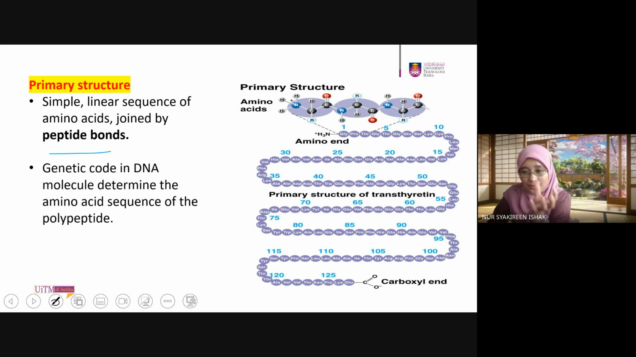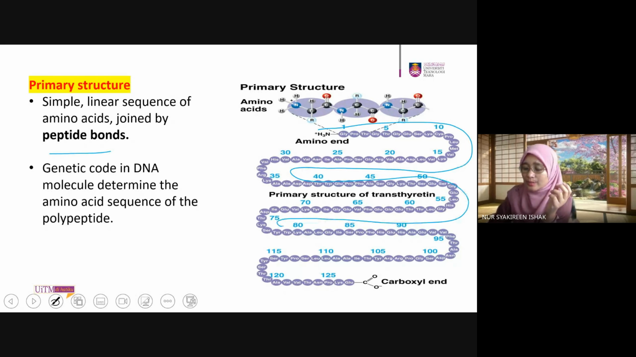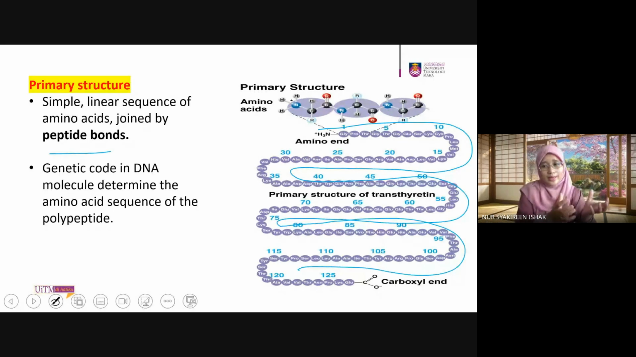We have 20 different amino acids. For different types of protein, they will have different arrangement, different sequence of the amino acids along the polypeptide chain. So enzyme A, enzyme B, enzyme C, hormone A, hormone B, hormone C, for example. The sequence of the amino acids will be different, and hence it gives the property of that protein. So primary structure: genetic codes in the DNA molecule determine the amino acid sequence of a polypeptide.